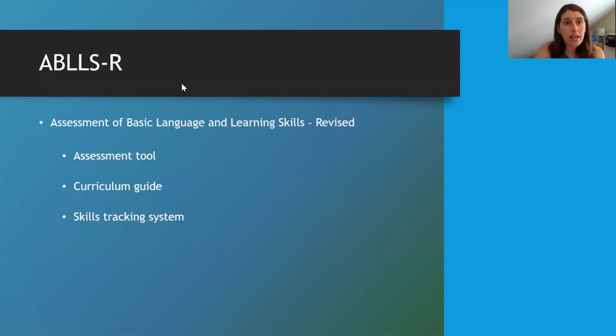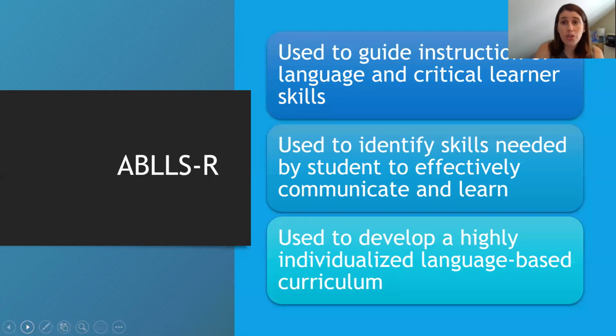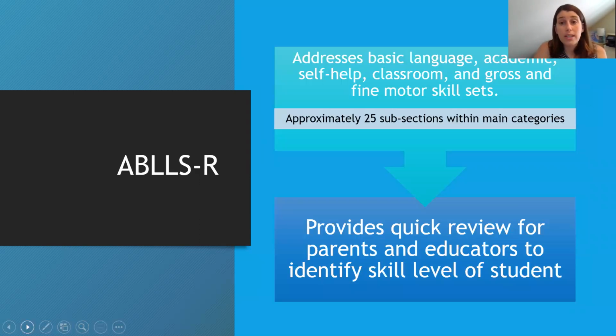The ABLES is the assessment of basic language and learning skills, and it is an assessment tool, a curriculum guide, and a skill tracking system. It's used to guide instruction of language and critical learner skills. It's used to identify skills needed by students to effectively communicate and learn, and it's used to develop a highly individualized language-based curriculum. It addresses basic language, academic, self-help, classroom, and gross and fine motor skill sets.